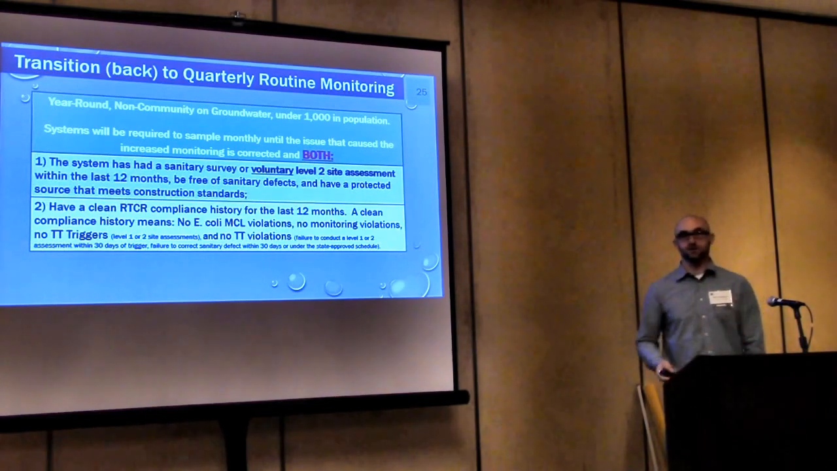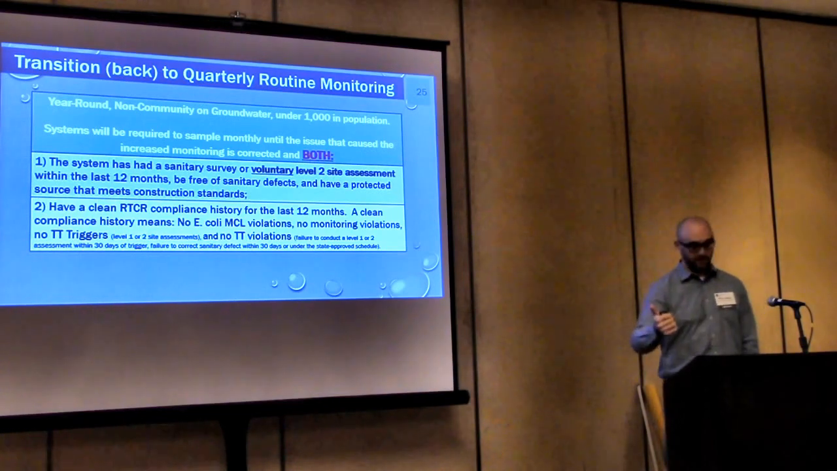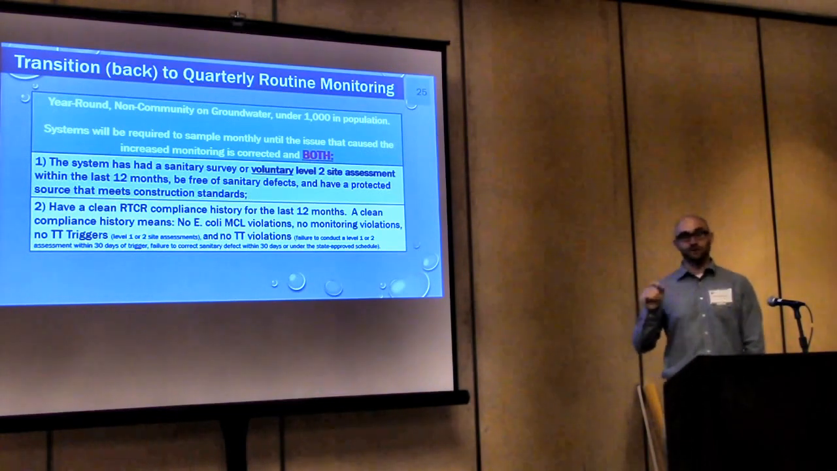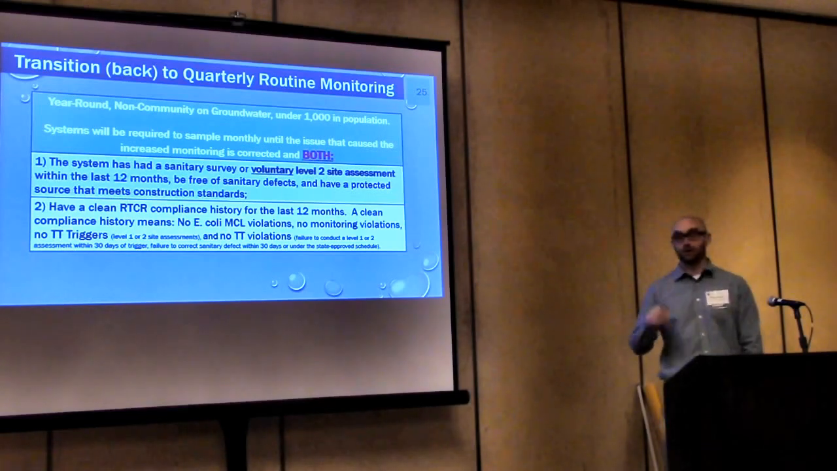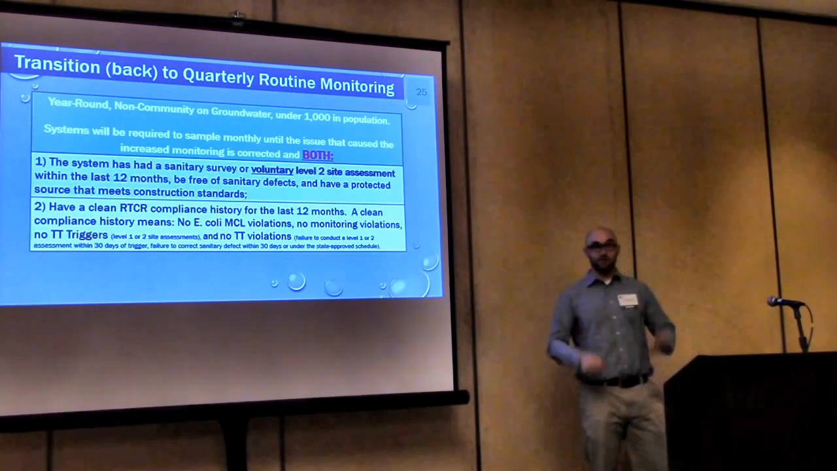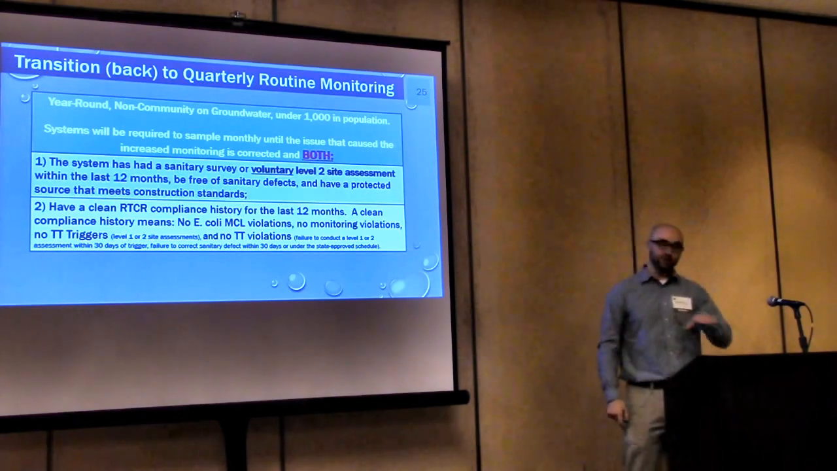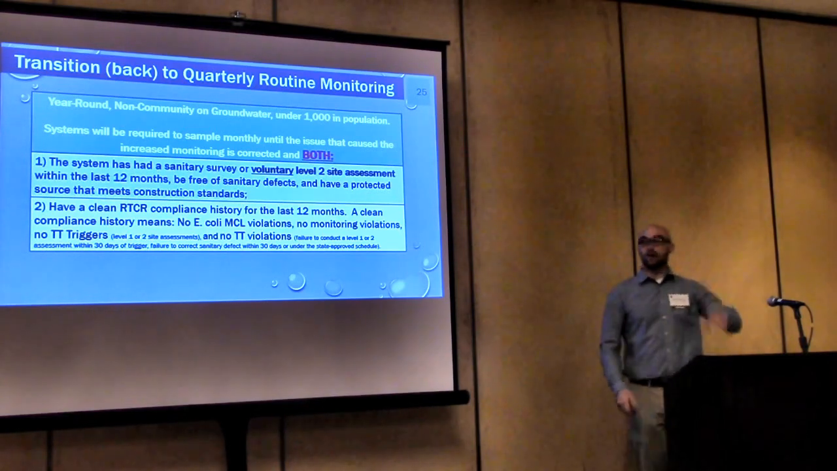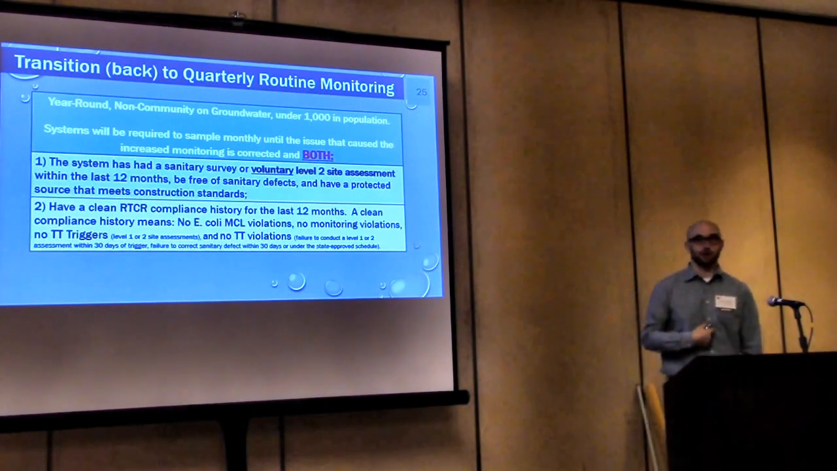Basically, the long and the short of this is, you need to have a clean bill of health, and you need to have a clean compliance history for 12 months, at which point we will entertain the idea of bumping systems back to quarterly. We will not be automatically changing systems from quarterly. We will definitely be moving systems from quarterly to monthly. We will not be moving you back from monthly to quarterly. That's going to be up to the system to talk to us about.